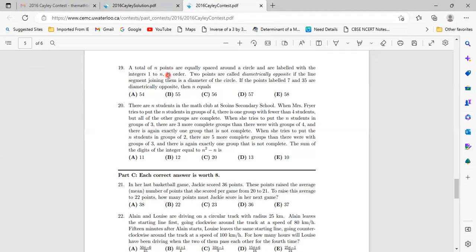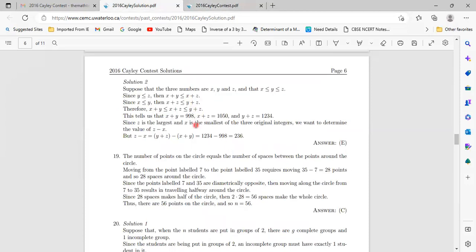The question is to find the total number of points, right? Because the total points is n. It's not about the space, okay. 35 minus 7 will give you 28 only, right?